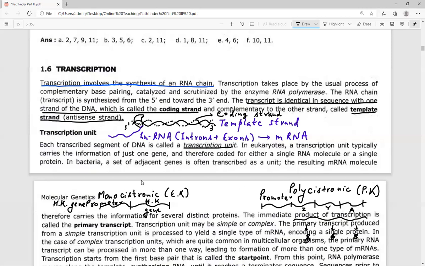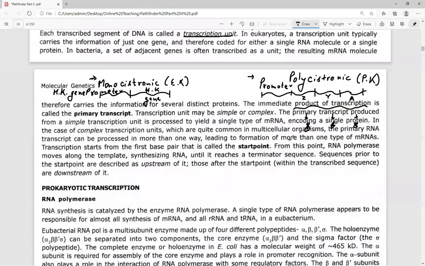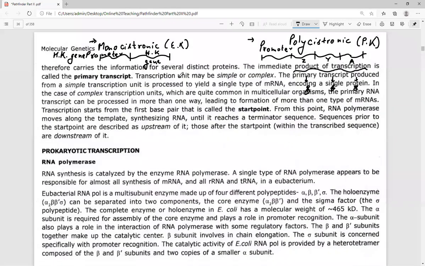Okay, one is monocistronic in nature, and another one is said to be polycistronic. In eukaryotes, a transcription unit carries the information of just one gene and therefore codes for a single RNA molecule. In the case of bacteria, adjacent genes are often transcribed in the form of a single transcription unit. Anyone has any doubt or problem, you just ask me. And the immediate product of the transcription is commonly referred to as a primary transcript.